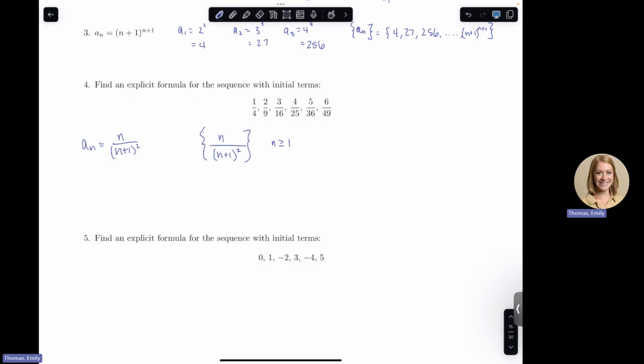But how about this one? We have 0, 1, -2, 3, -4, 5. You've got an alternating situation going on, so we're going to use -1 to some power, which is going to be the thing that does the positive negativeness. It depends on where we start. I would start with n, and when I plug in 1, I want to get a positive, so this would be an n plus 1.